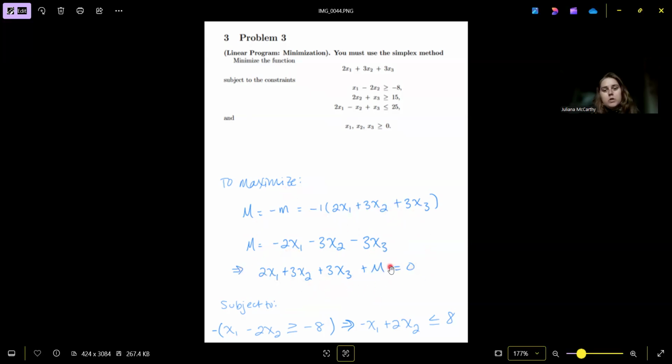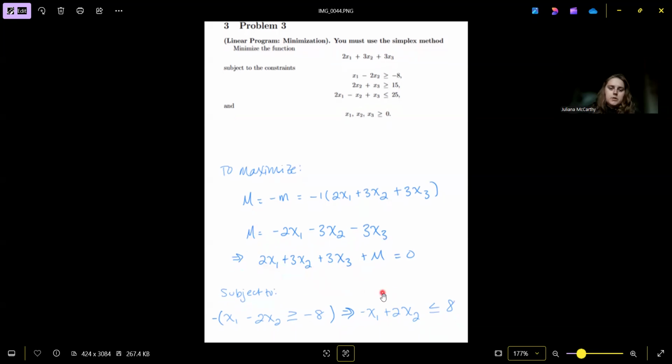For purposes of putting it in the matrix later, we want it to be equal to 0. So we want the m to be on the same side as our variables. So adding these over, we have 2x1 plus 3x2 plus 3x3 plus m equals 0. And I'll come back to that later.